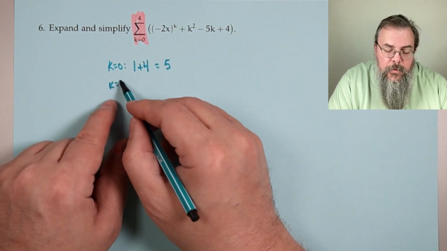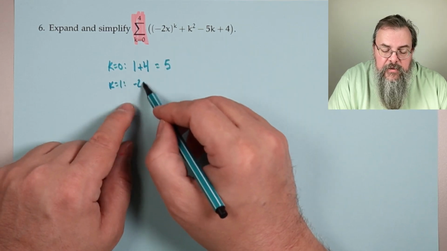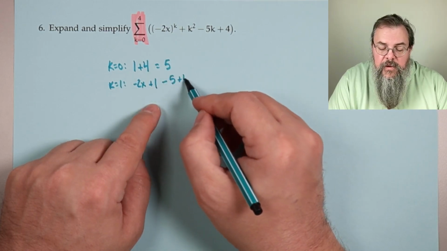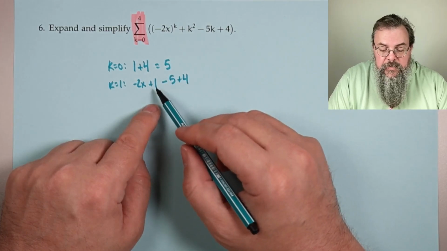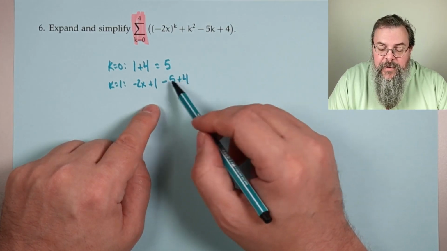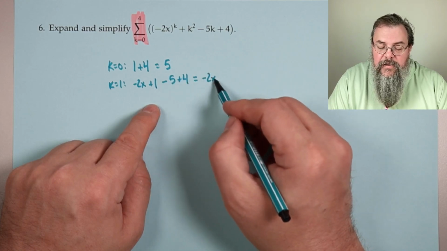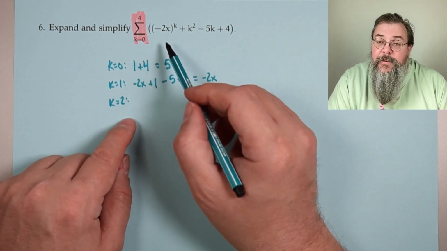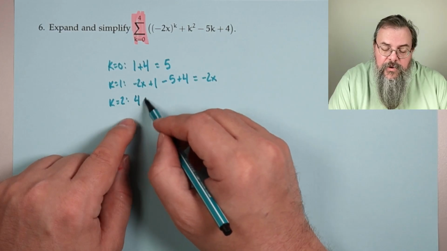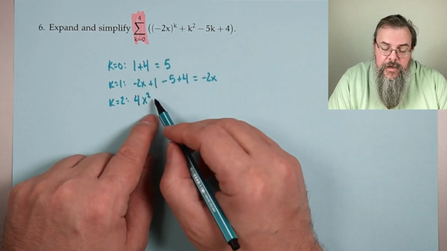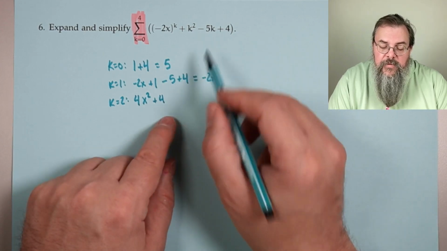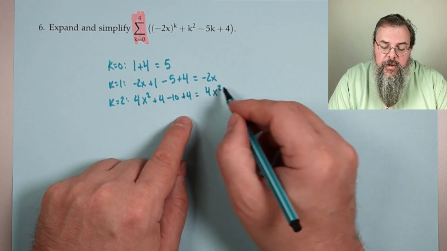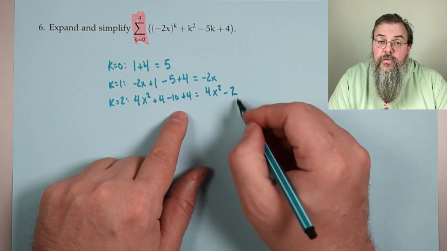For k equals 1, well, we have minus 2x to the 1 plus 1 minus 5 plus 4. Well, hey, that's very convenient. 1 plus 4 is 5, minus 5 is 0, so we get out negative 2x. Now let's plug in 2. Minus 2x quantity squared, well, minus 2 squared is 4, so it's positive 4x squared. k squared would be 2 squared, that's 4, minus 5 times 2, minus 10, and plus 4. So we get 4x squared, and here it's minus 2.